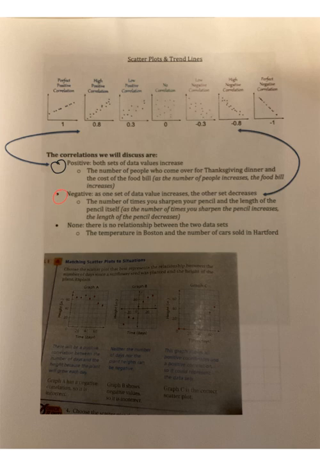And then there's also a case where there is no correlation. There's just no relationship between the two data sets. So an example would be the temperature in Boston and the number of cars sold in Hartford. There's no relationship. Down at the bottom, we have matching scatter plots in certain situations.